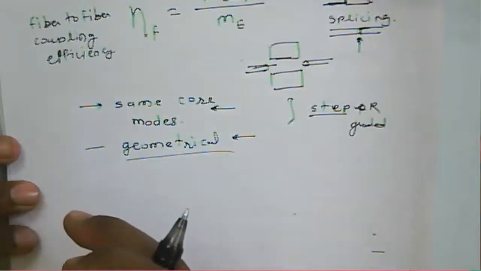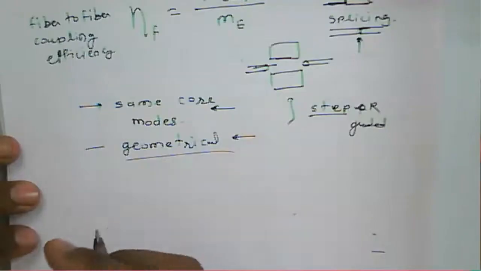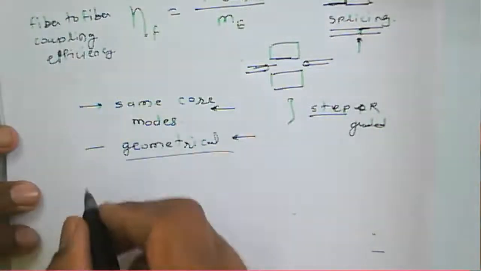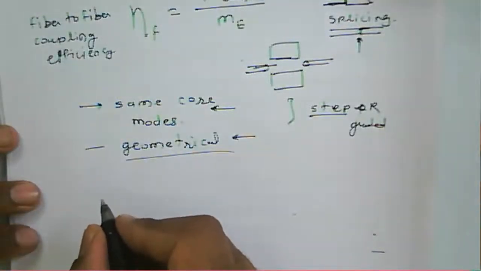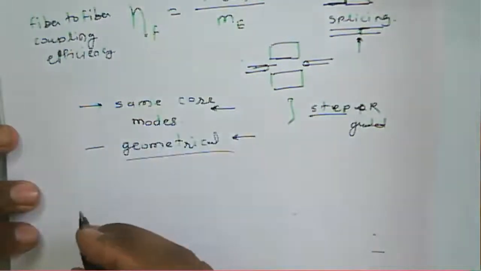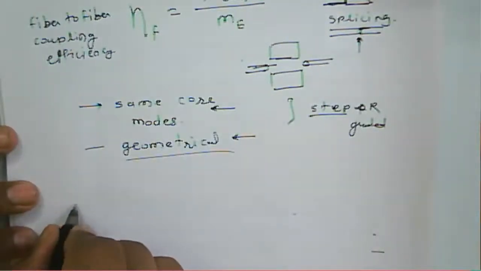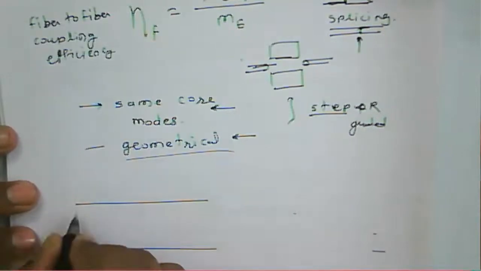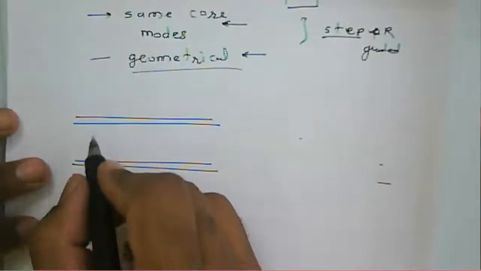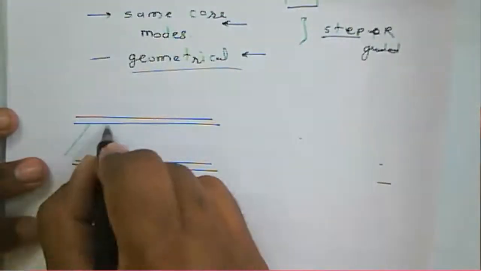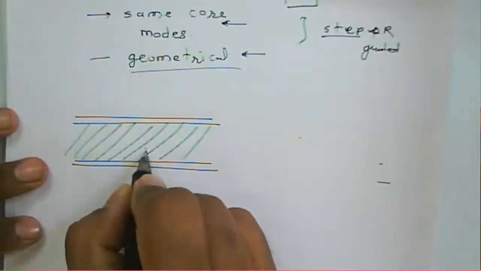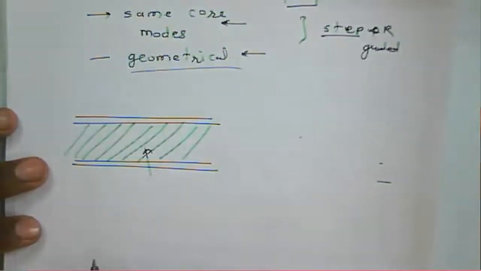Or, what is the mode distribution? In the fiber core, all the modes are equally excited. We can say that for a given particular fiber, this one is the core of the fiber. So in this given core region of the fiber, all the modes are fully excited.